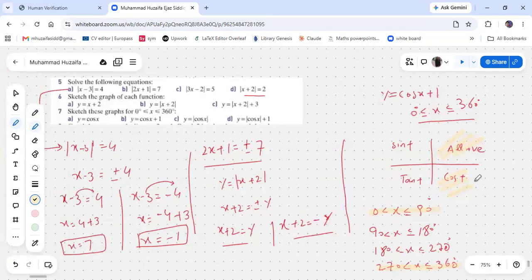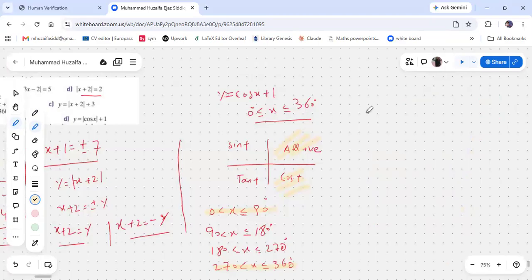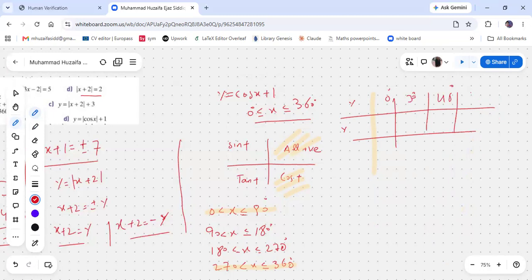You can do it like this. You put y = cos x, with 0 and 30 degrees. After this, you put 45 degrees, and you put 60, and so on. And then you are moving to 90 degrees.